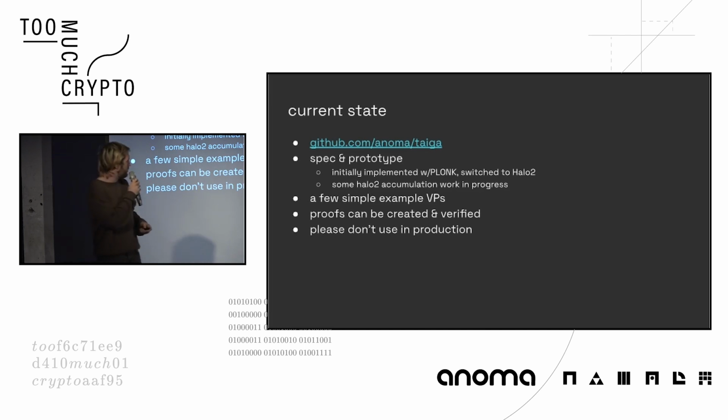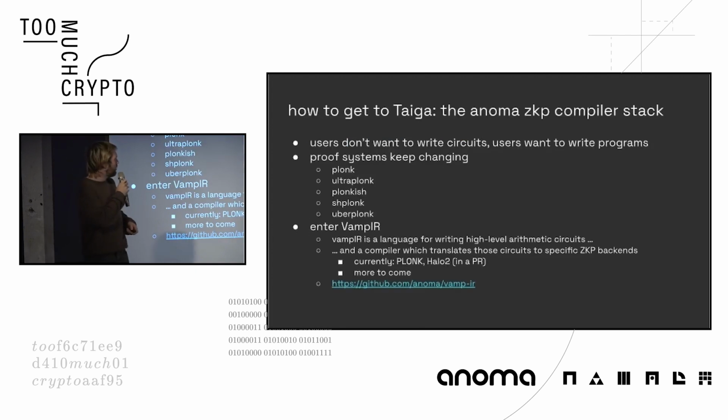There's some simple example VPs. There's one for Sudoku, actually. Proofs can be created and verified. Please don't use it in production, please, please. One reason we name all these things separately is because we intend them to be used separately by people who just want to do one specific thing, and the interfaces are designed to be very modular and nice. And speaking of modular and nice interfaces, the last part I want to cover in my 3 minutes and 42 seconds is the Anoma ZKP compiler stack.